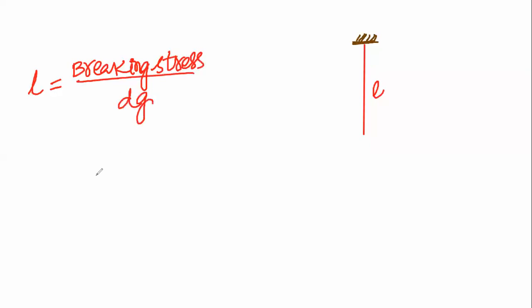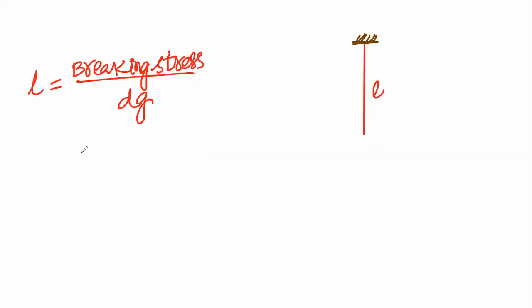They'll ask for the maximum length of the wire that can be hung vertically to avoid extension due to its own weight. The maximum length of the wire is equal to breaking stress divided by dg, where d is density and g is acceleration due to gravity. Maximum length L is equal to breaking stress divided by dg.